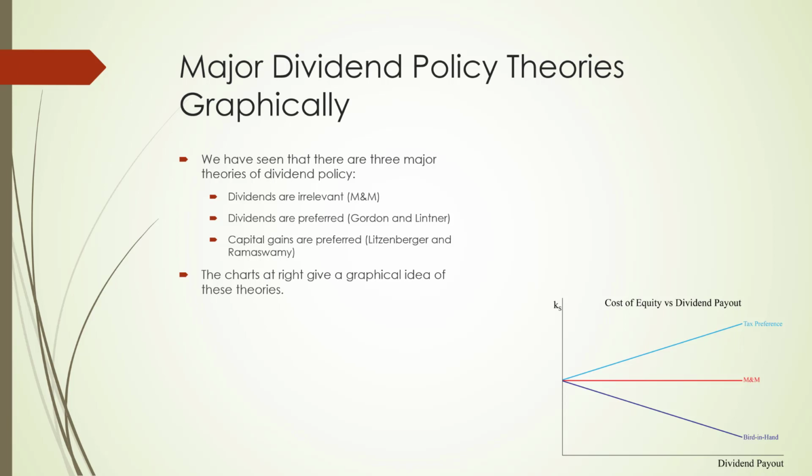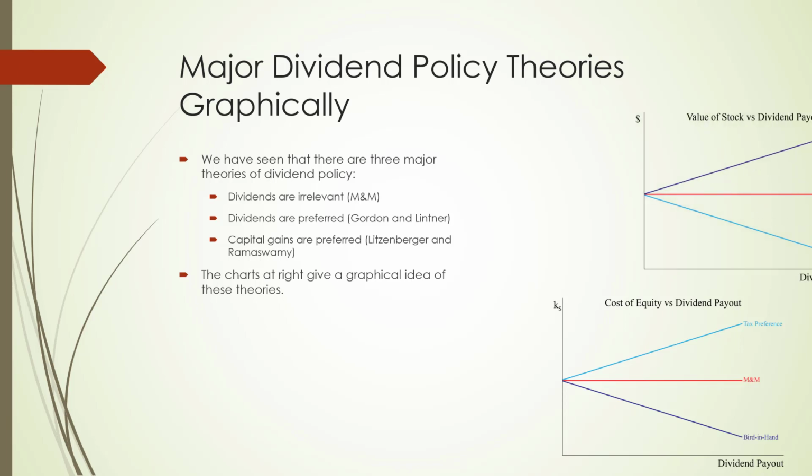M&M, the red line in the middle, says it doesn't matter what the dividend payout is. It doesn't affect the cost of equity at all. And then the tax preference hypothesis says investors prefer capital gains instead of dividends, and so as the dividend goes up, the cost of equity goes up as well, causing the value of the firm to decline.